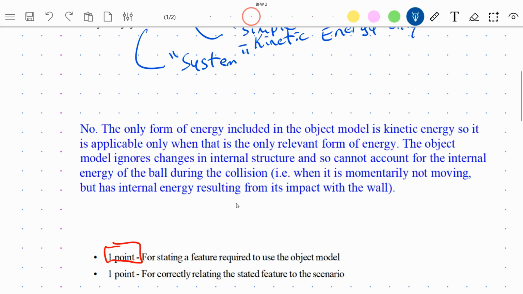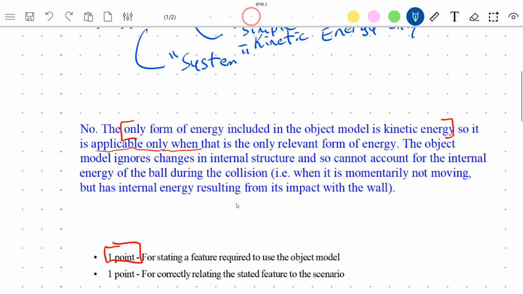And of course, yes, I did. I called out right here that the only form of energy included in the object model is kinetic energy, and so it's applicable only when, etc. Okay, so I'll just stop at that. But yes, I did. I included a description of what the object model is and what features are required in order to use it meaningfully.